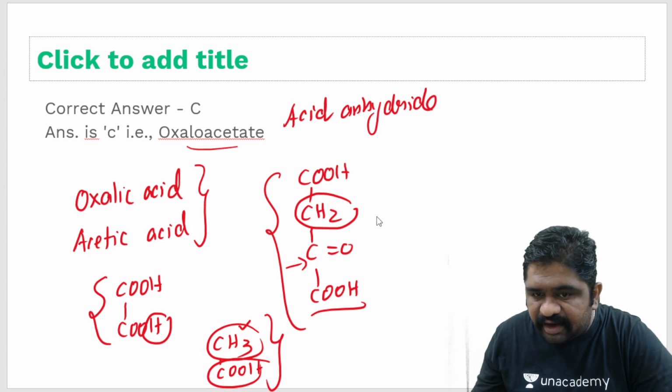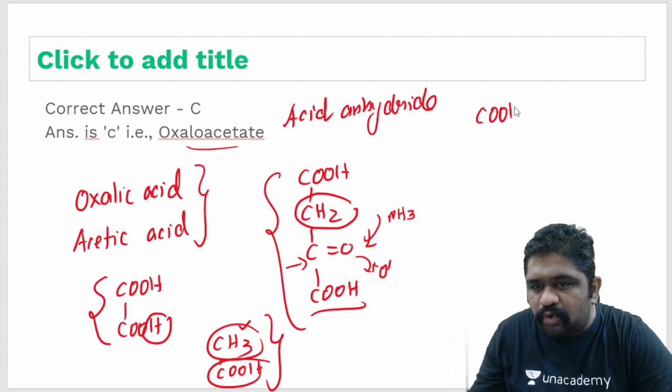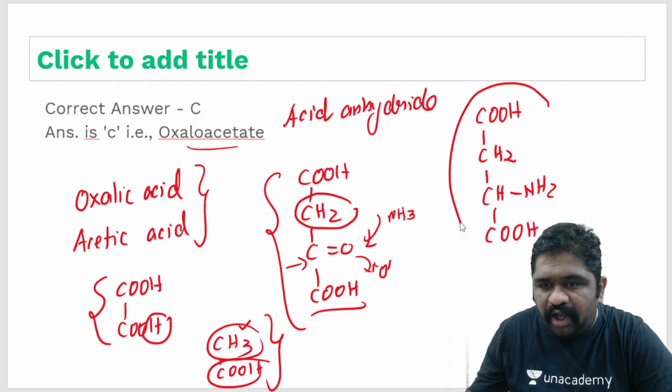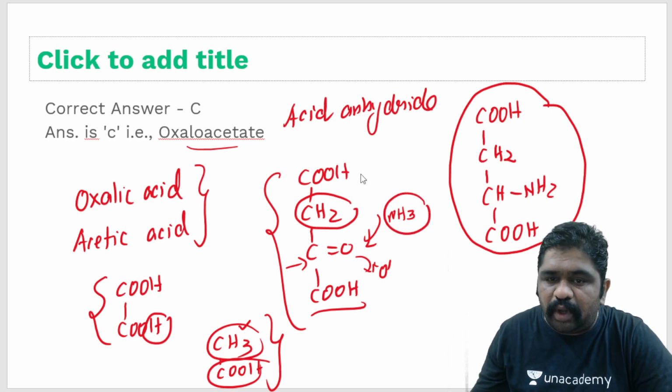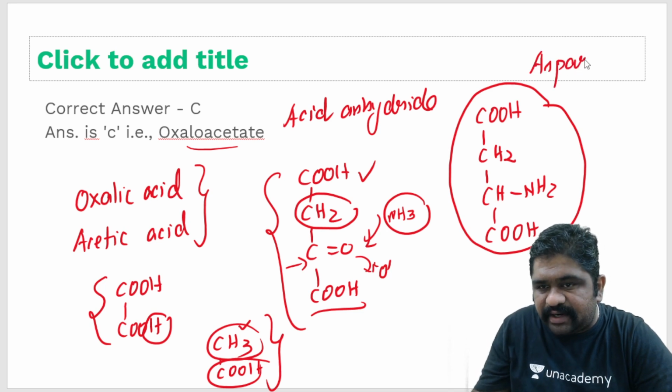Now, if I remove the O here and replace it with NH2 here, then what do I get? COOH, CH2, CH, NH2, COOH. So alpha amino succinate, or when amination happens to oxaloacetic acid, that is referred to as aspartate.